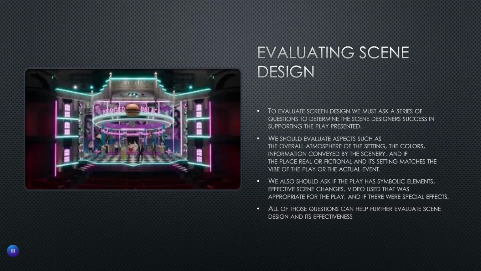We also should ask if the play has symbolic elements, effective scene changes, video use that was appropriate for the play, and whether there were special effects. All of those questions can help further evaluate scene design and its effectiveness.